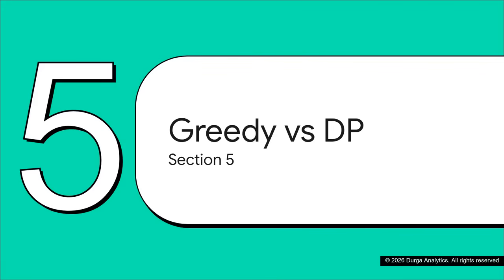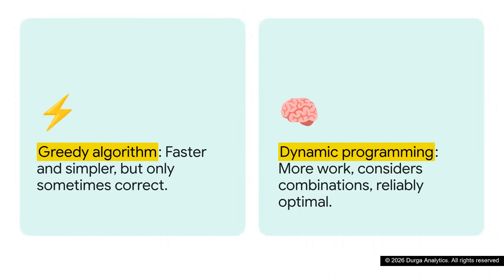Next up, Section 5, Greedy versus Dynamic Programming. So when our justification fails, what's our reliable alternative? How do these two major optimization strategies compare? Well, a greedy algorithm is faster and simpler for sure, but it's only sometimes correct. Dynamic programming, on the other hand, requires more work because it considers combinations of choices, but it is reliably optimal even when local choices mislead you.